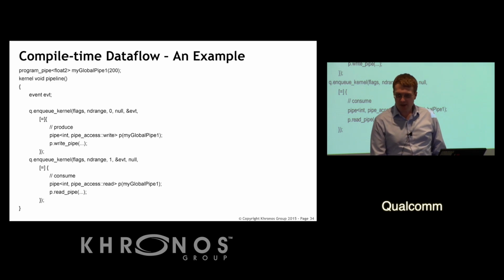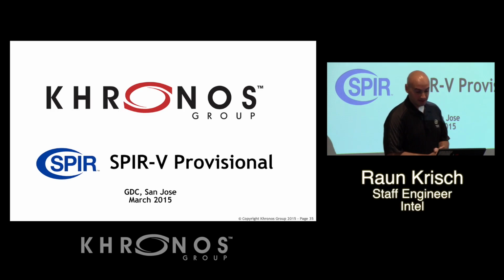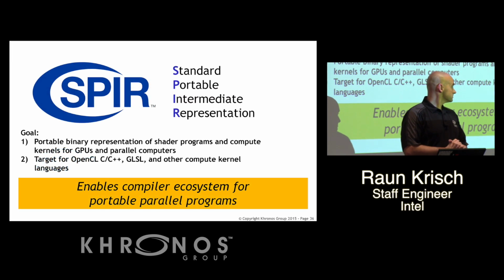So I'm going to hand over now. All right, guys, thank you very much. My name is Ron Krish. I work at Intel, specifically focused on compilers. And when we're talking about SPIR-V and the SPIR family provisional spec that's been shown.